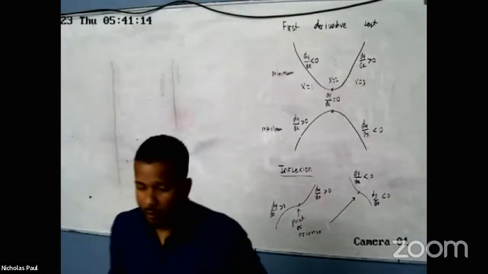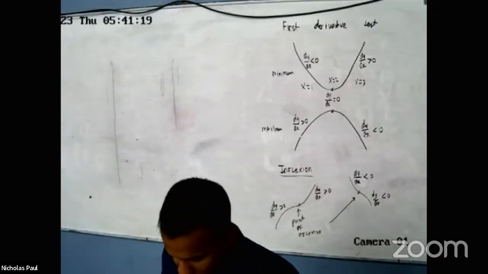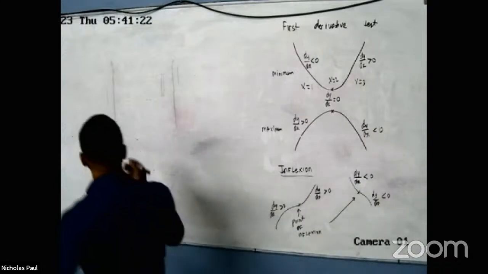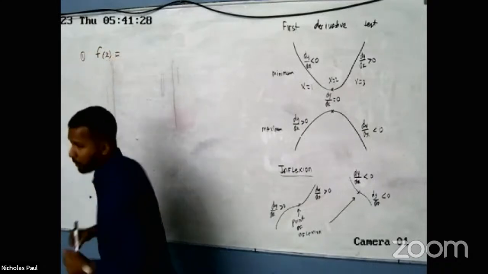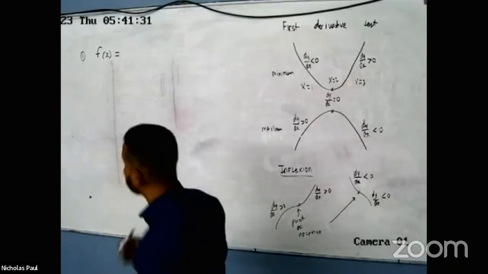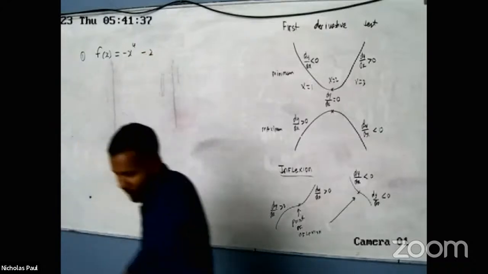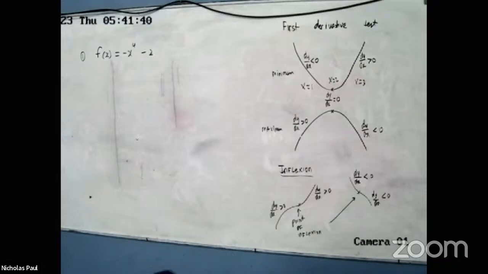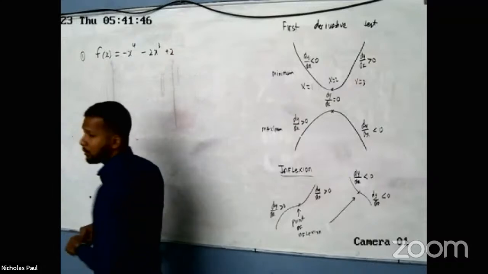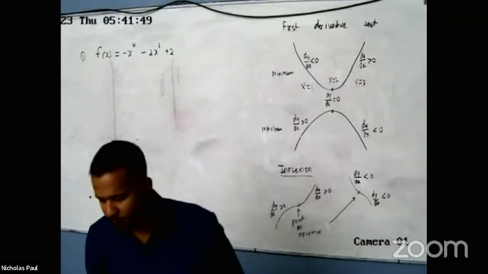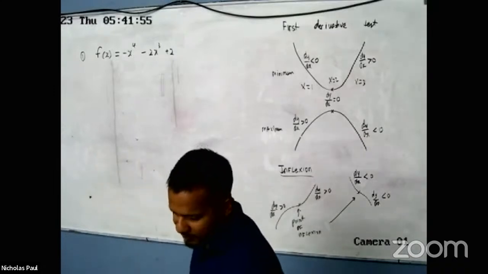All right. So let's try a small example on how to determine if it's a point of inflection or not, right? f(x) is equal to minus x to the fourth minus 2x cubed plus 2. Let's determine the nature of each stationary point.